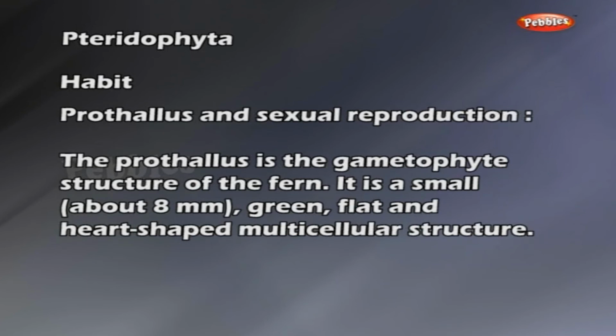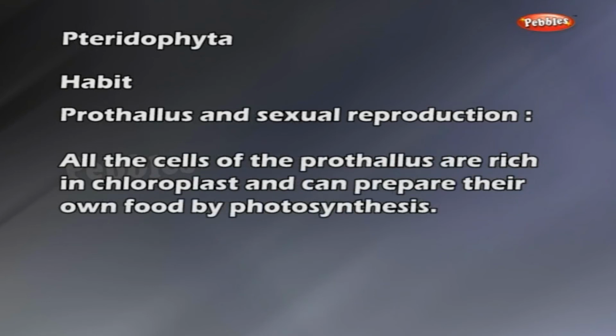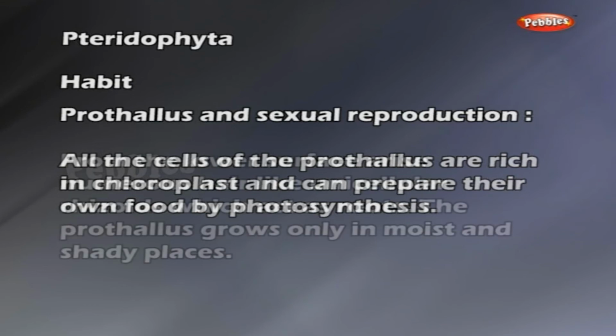Prothallus and sexual reproduction. The prothallus is the gametophyte structure of the fern. It is a small, about 8 millimeters, green, flat, and heart-shaped multicellular structure. At the margin, it has one layer of cells in thickness. There is an apical notch, and the central part is massive and cushion-like. All the cells of the prothallus are rich in chloroplast and can prepare their own food by photosynthesis.